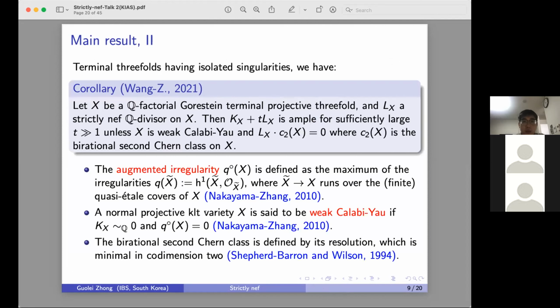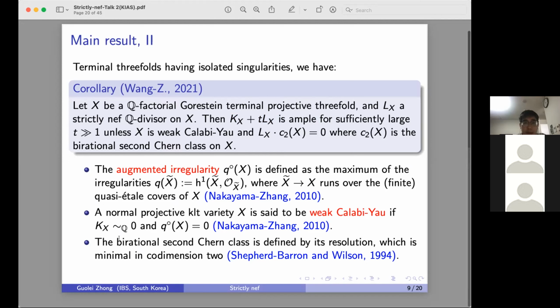Okay, then we say that a projective KLT variety is weak Calabi-Yau if K_X is Q-linearly equivalent to 0 and the augmented irregularity is also 0. So we reduce to a very, very special case: K_X is 0, q^0_X is 0, and C2 times L_X is 0. We are not able to deal with this case. For the remaining cases under this condition, Serrano's conjecture holds true.